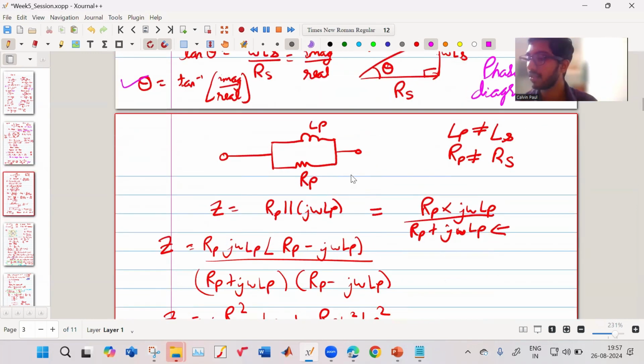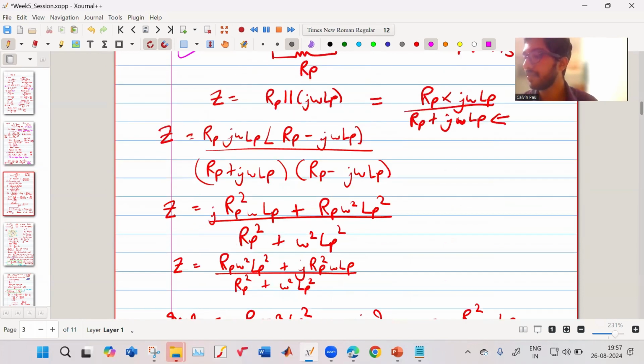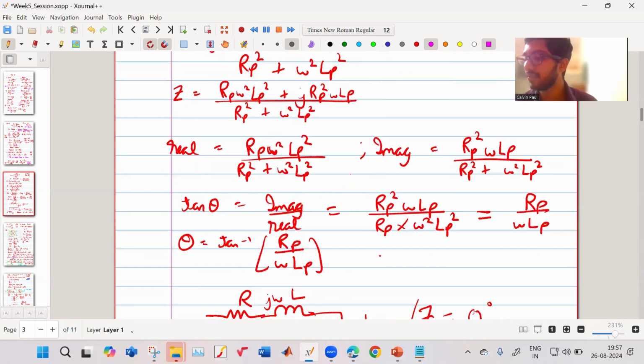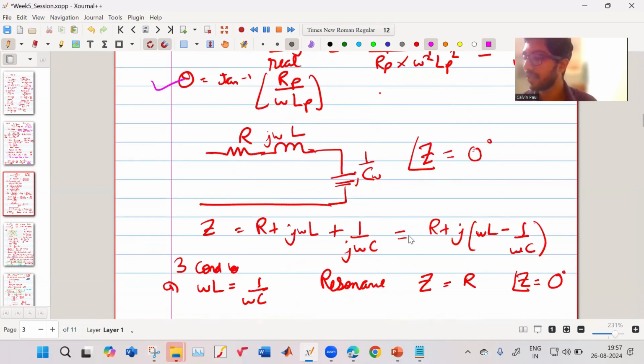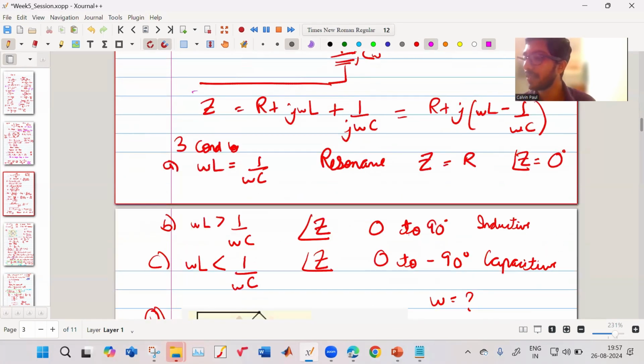Now for a parallel LP-RP, we derived a condition for this. So how we wrote the real part, imaginary part, how we get the angle. Then for an RLC circuit, how the angle changes. If it is inductive, the angle is 0 to 90 degrees. If it is capacitive, it is 0 to minus 90 degrees. At resonance, the angle is 0.